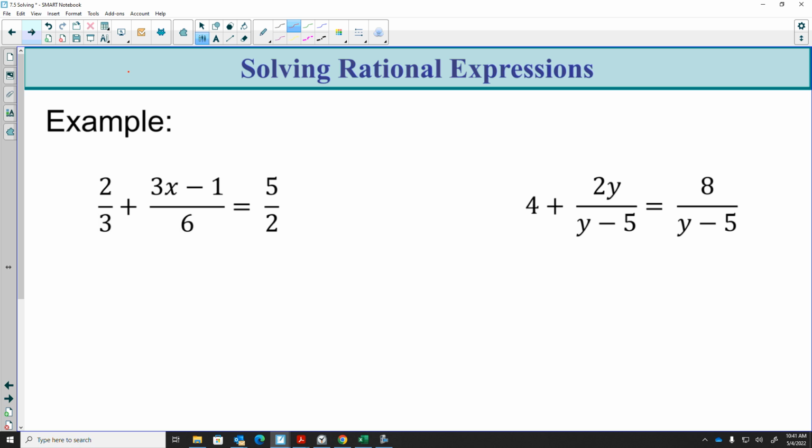One, you can try to get common denominators on this side and combine them. So you could say, oh, to make this 6, I got to multiply it by 2. That would be 4 over 6. And then you could combine those, right? And then you could cross multiply. You could do that, all right? I'll tell you that there are some problems where this does not work as well.